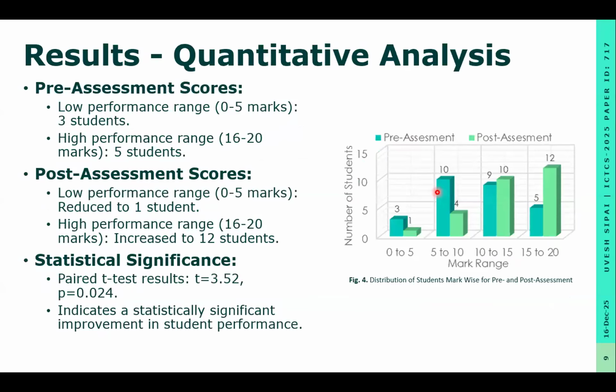Here are the results that we obtained in the pre-assessment. You can see on this chart the distribution for the pre-assessment and post-assessment. In the 0 to 5 marks range, there were 3 students in the pre-assessment, and in the 15 to 20 marks range, there were 5 students. But in the post-assessment, the 0 to 5 marks range has reduced from 3 students to 1 only, and we can see a very huge improvement in the 15 to 20 marks range: there were 5 students previously, and now in the post-assessment there are 12 students.